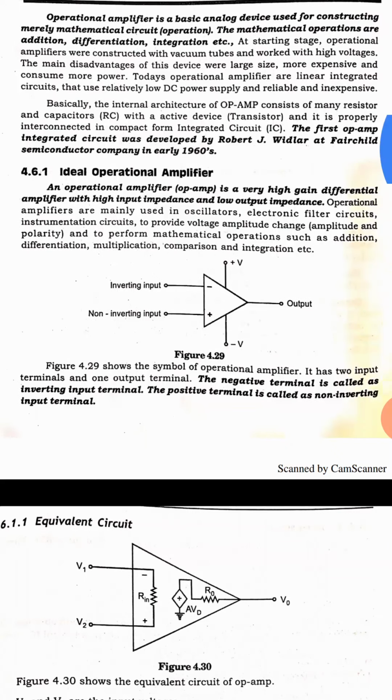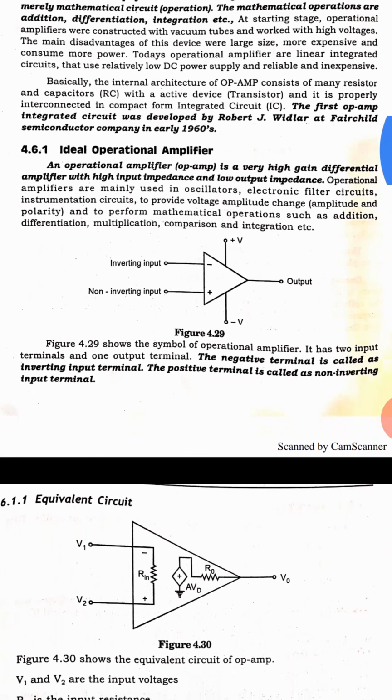What is an ideal amplifier? This is the symbolic representation of the ideal amplifier. Here we have two inputs, one negative and another positive. The negative input is referred to as the inverting input and the positive input is referred to as the non-inverting input. You have to keep it in mind: minus is inverting, positive is non-inverting.